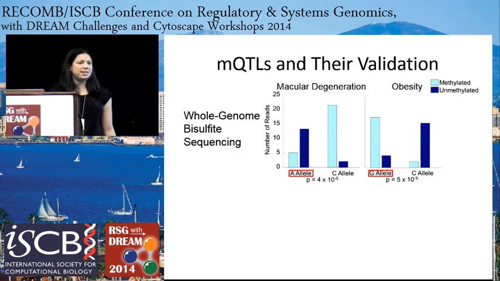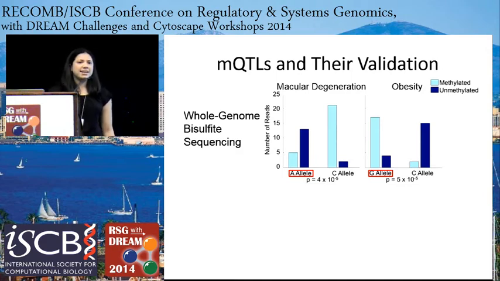To show you what these MQTLs look like in our data, we have a plot for macular degeneration, which is our first MQTL, and the MQTL associated with obesity, which was the second one. The allele boxed in red is the risk allele for the disease. What we see here is that for the MQTL associated with macular degeneration, the risk allele is associated with lack of methylation of the nearby CpG, while for the MQTL associated with obesity, the risk allele is associated with methylation of the nearby CpG. We decided to validate these MQTLs using pyrosequencing.